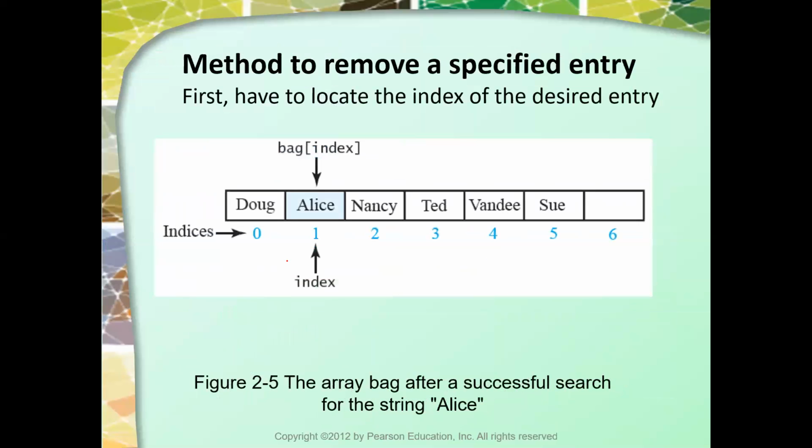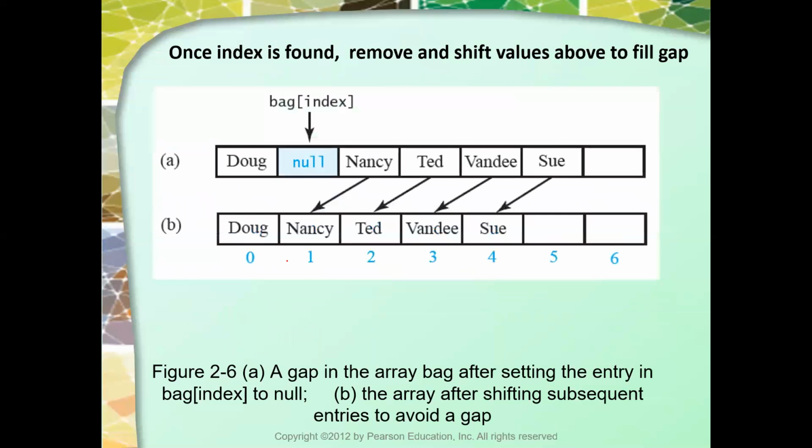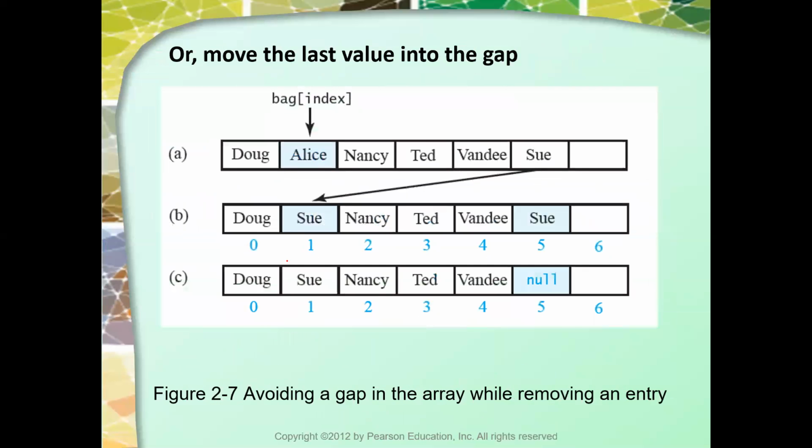These are the two options for removing a specified entry. First, locate where it is. Then you can shift over everything or just move the last item into the gap.